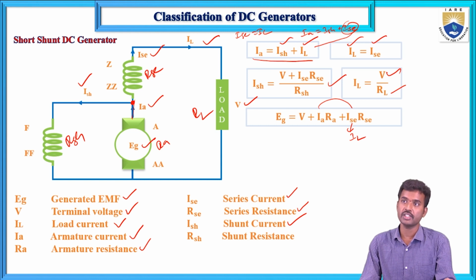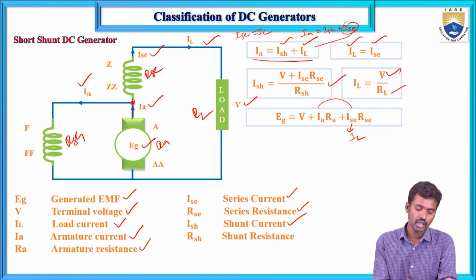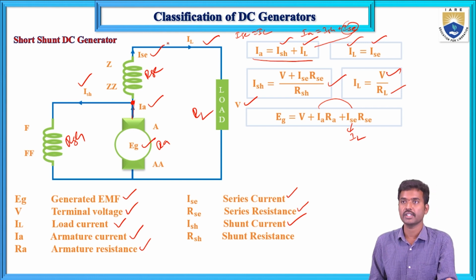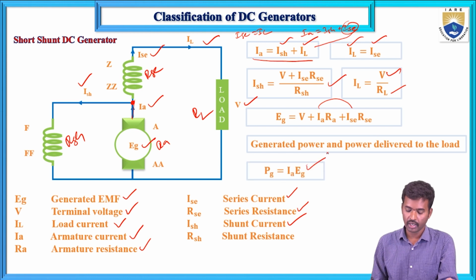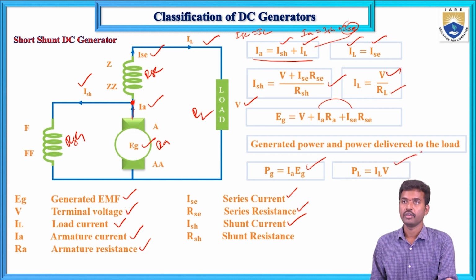In the previous case, IA equals I series, because it is connected in series here. Now what are the formulas for the power generated and the power delivered to the load? Same formulas: PG equals IA into EG, and PL equals IL into V.